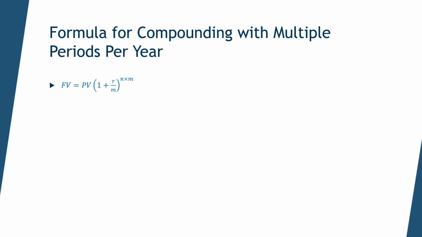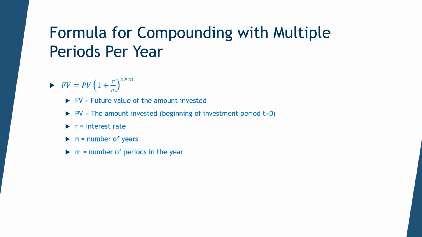The formula is going to be the future value equals present value times 1 plus r over m to the n times m power. So let's look at these variables. Future value is FV, present value is PV, the interest rate is denoted by R, the number of years is denoted by a lowercase n, sometimes it's an uppercase N, and then m is the number of periods per year. And it's putting that m in the equation that differs it from using just one compounding period in a year.